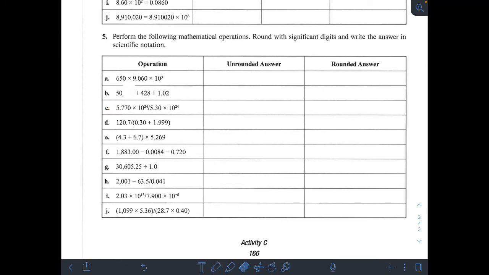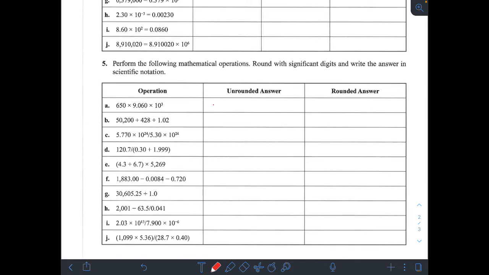Right, so for this first problem A, I'm going to perform this operation 650 times 9.060 times 10 to the third, and I'm going to get a number that is the big long number. That's what the calculator gives me. Okay, now it's a multiplication problem, and we decided that this number right here has 2 sig figs, so I'm going to write this number in scientific notation showing 2 significant digits.